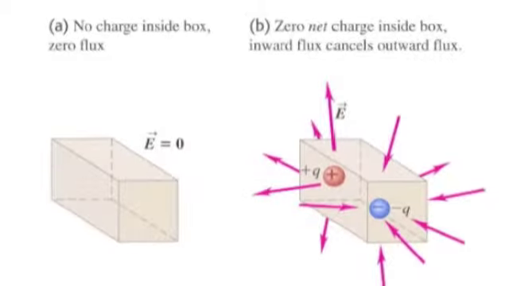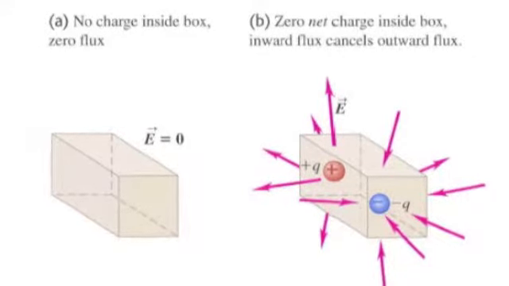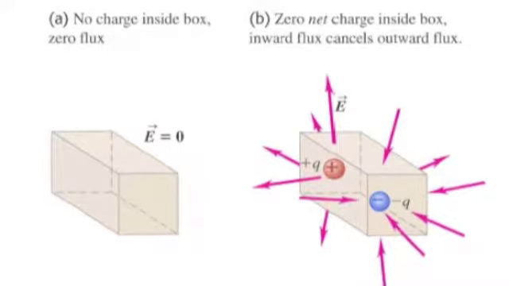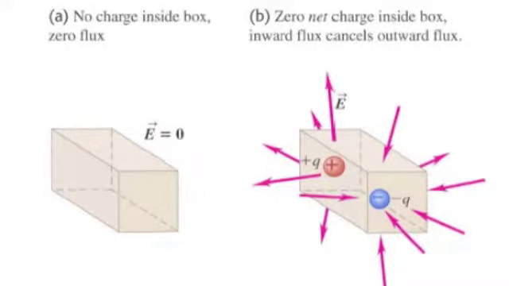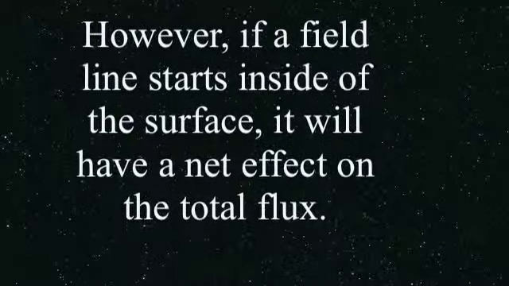The net electric flux is zero through a closed surface that does not contain any net charge. In other words, field lines that start outside of the surface will have zero effect on the total flux. However, if a field line starts inside of the surface, it will have a net effect on the total flux.